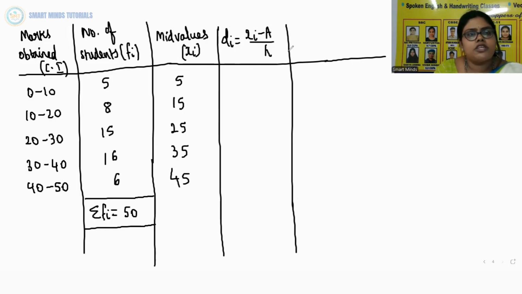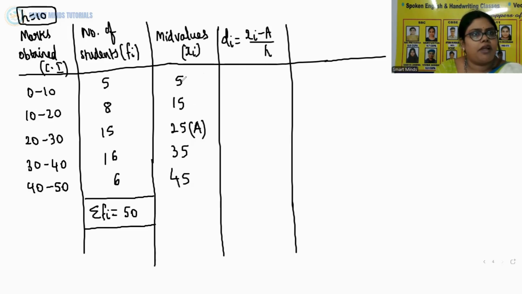So what is h here? h is equal to 10, because 0 to 10, 10 to 20, in each class interval, the numbers are 10. So that is class size, that is h is equal to 10. Now in this xi column, the middlemost we will take as a. Here a stands for assumed mean. Understood? Now from each xi, we have to subtract 25 and then divide by 10.